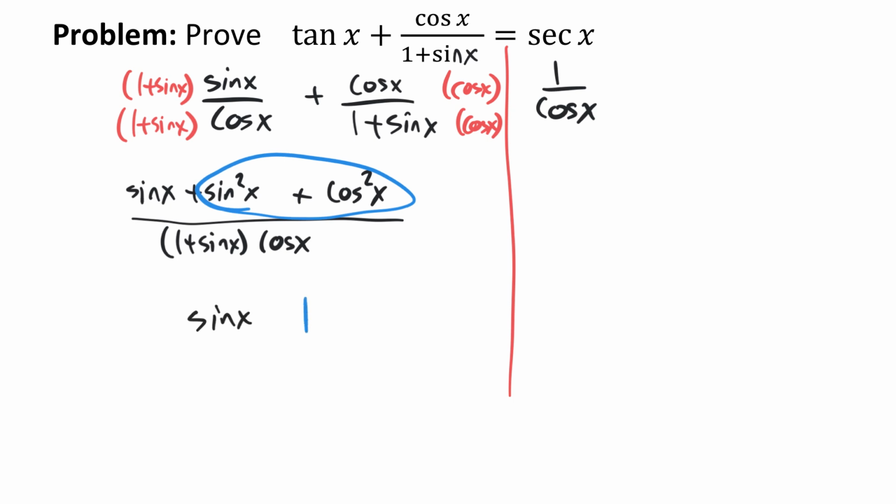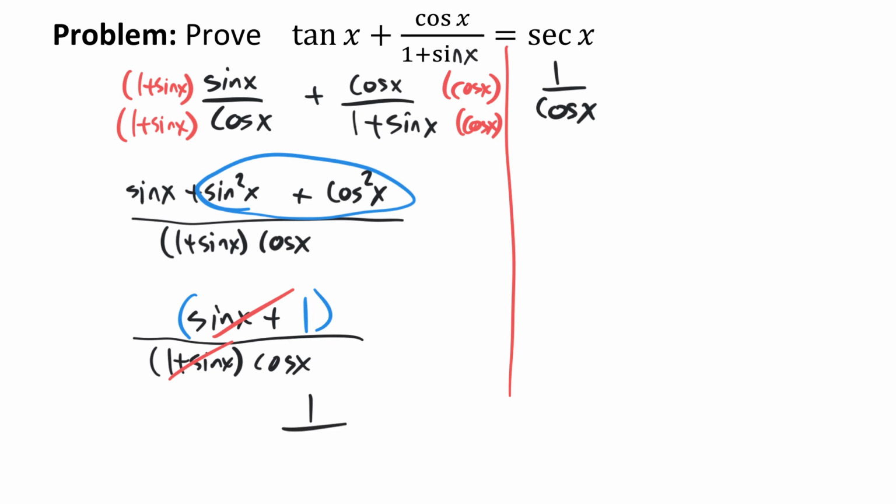So I have sine x plus 1 over 1 plus sine x times cos x. And we can put this in brackets so we can see the sine x plus 1 over the 1 plus sine x, that cancels out, which leaves me with just a 1 on top, sort of like a placeholder 1, over cos x. And there we have it. The left-hand side equals the right-hand side.